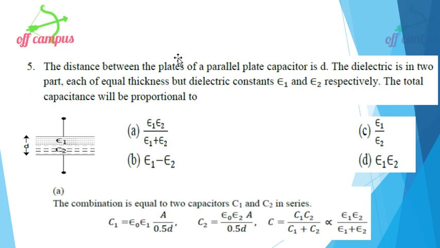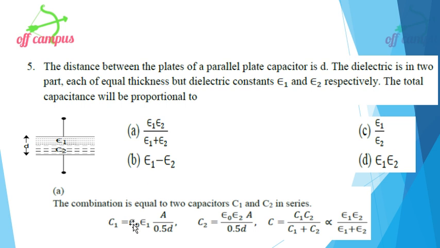Then fifth one, the distance between plates of a parallel plate capacitor. See, the parallel plate capacitor given in the diagram has distance D. The dielectric is in two parts, each of equal thickness but dielectric constants epsilon 1 and epsilon 2 respectively. The total capacitance will be proportional to. Before also we have derived this. The two capacitances C1 and C2 are in series.